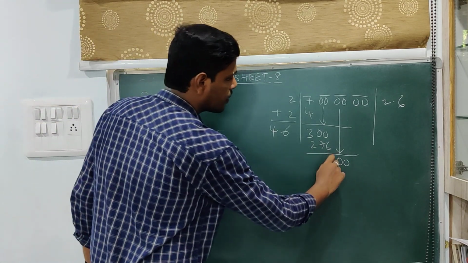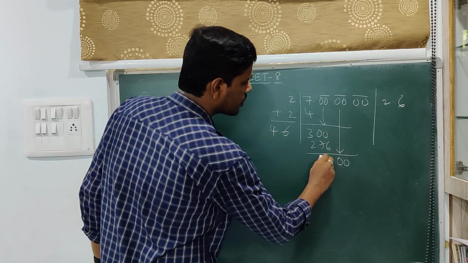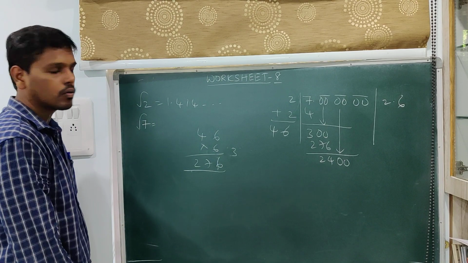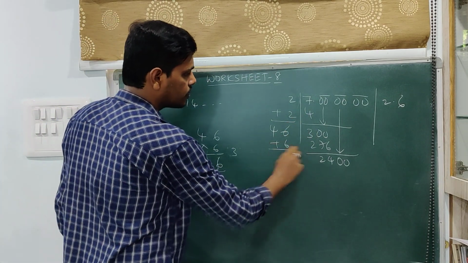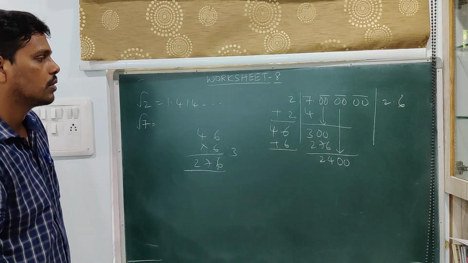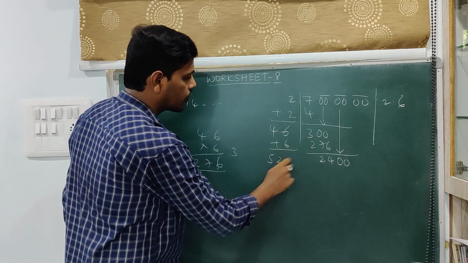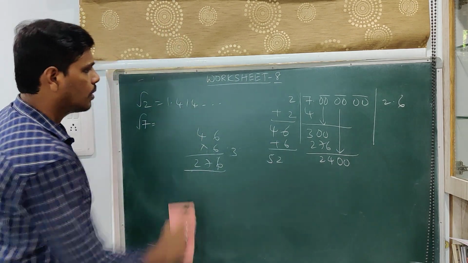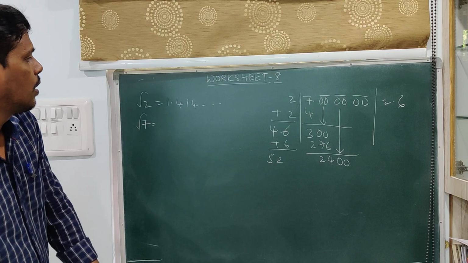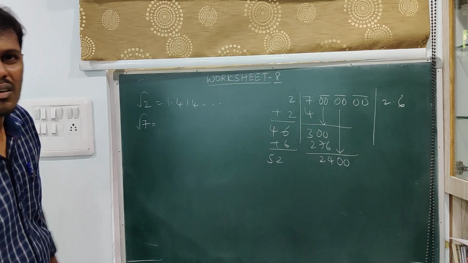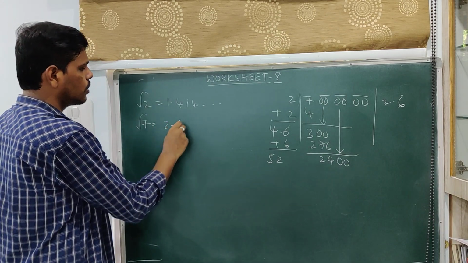Then this is 4 and this is 2, 24. So add 6 here. So this is 52. Or else we'll stop it here. We'll stop it with 2.6, 2.6 and so on.